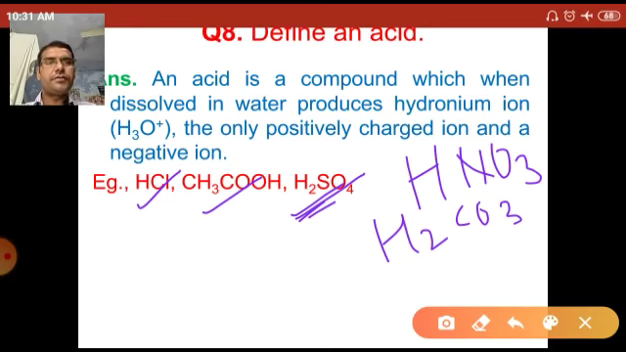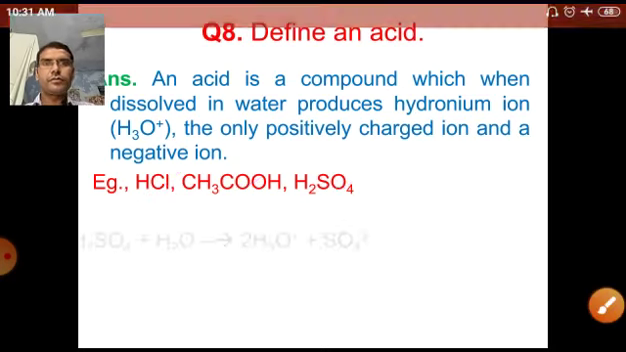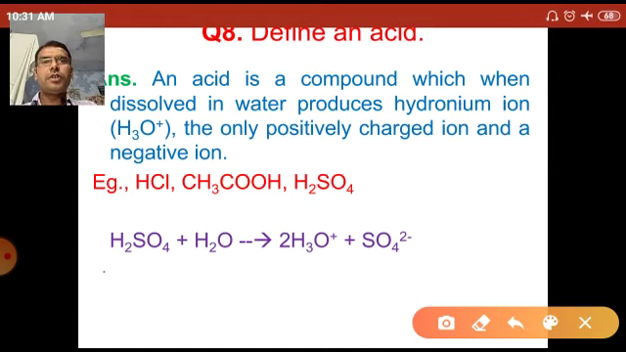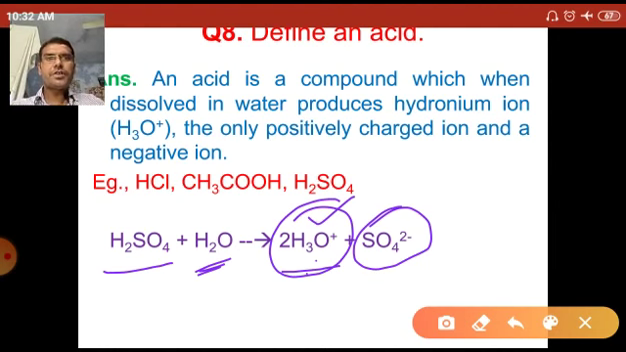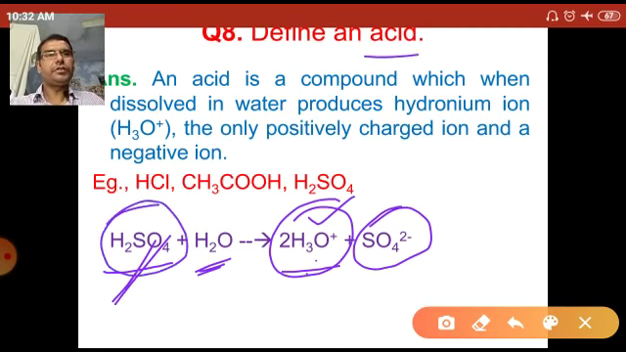How are these acids? Now H2SO4, sulfuric acid, when dissolved in water, furnishes H3O plus ions and negative ions, sulfate ions. So they release H3O plus ions, they produce H3O plus ion. Because of the production of H3O plus ion by this compound, this compound is called an acid.